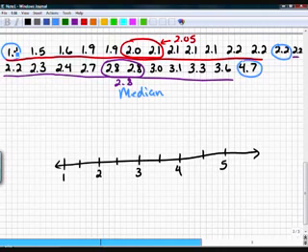Smallest number, you've got to put it on there. Where's 1.1? Right next to the 1, right there. Where's 4.7? Let's see, this is 4.5, so it's going to be a little bit closer to 4.5 than 5. There's your smallest and your biggest.